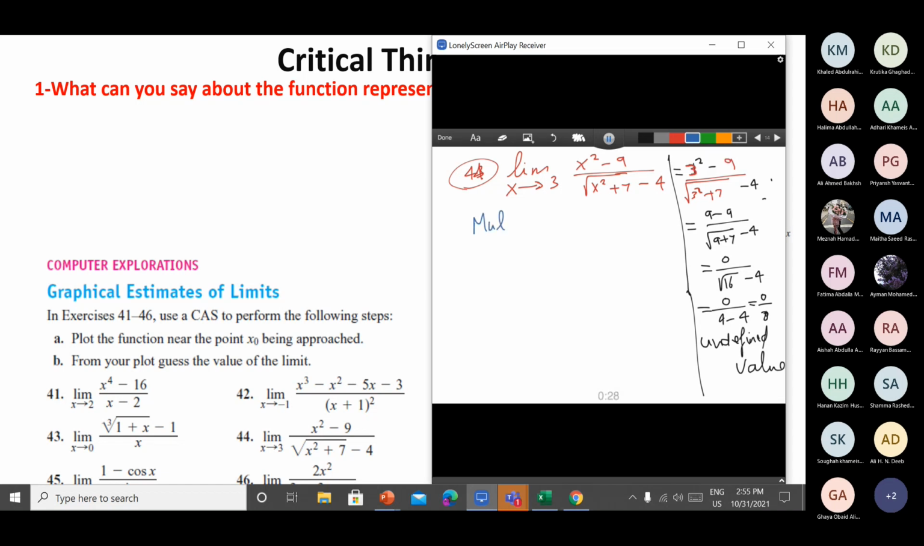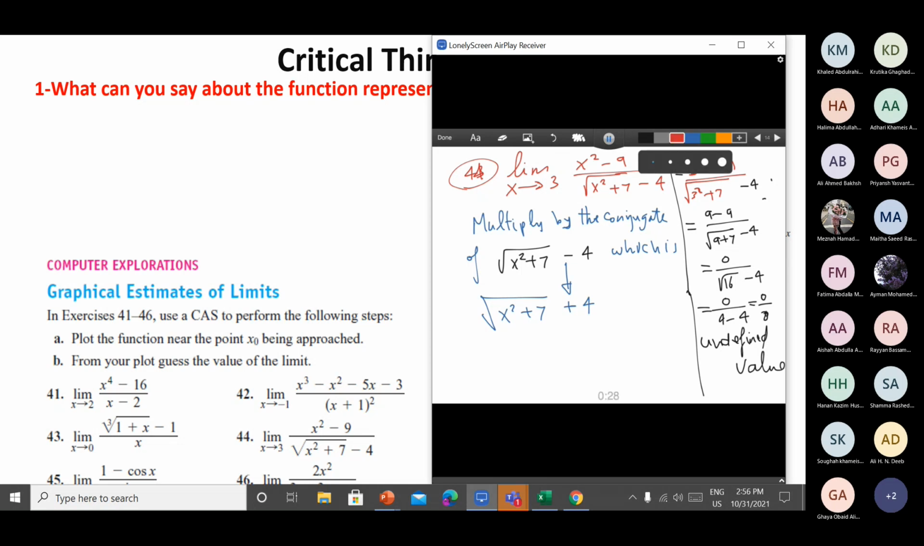So multiply by the conjugate. What does it mean, the conjugate of root square of x squared plus 7 minus 4? The conjugate is just changing the sign between the root square and the number. So you make it positive instead of negative. Okay. Now let's do it and multiply by the conjugate of this one.